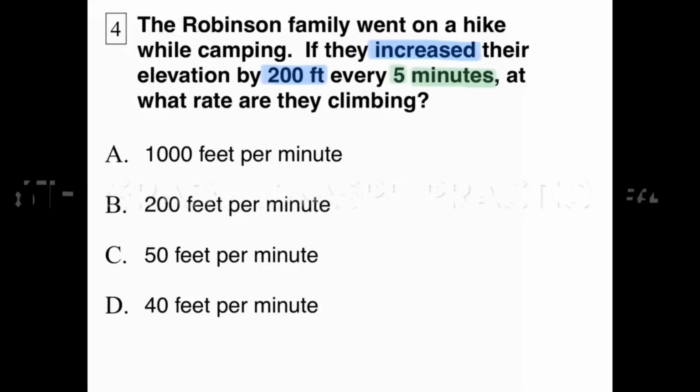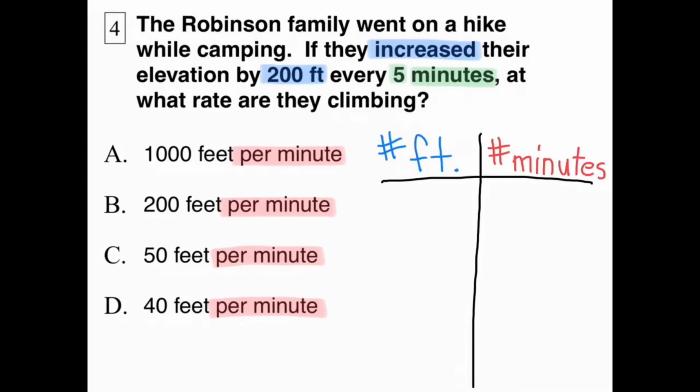6th grade math, CAASPP practice number 4. The Robinson family went on a hike while camping. If they increased their elevation by 200 feet every 5 minutes, at what rate are they climbing? Well, the information they gave us was 200 feet every 5 minutes, but every answer selection is per minute. So I made a table so we can get the number of minutes down to 1 single minute.